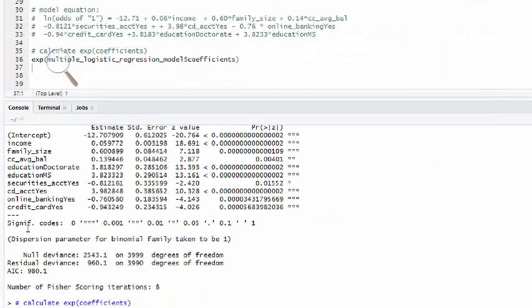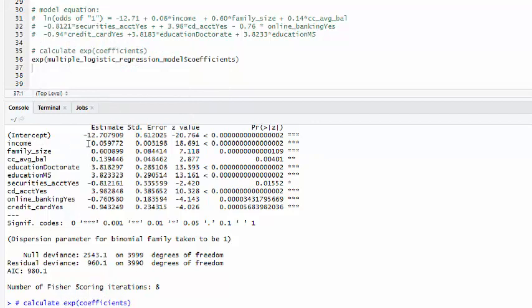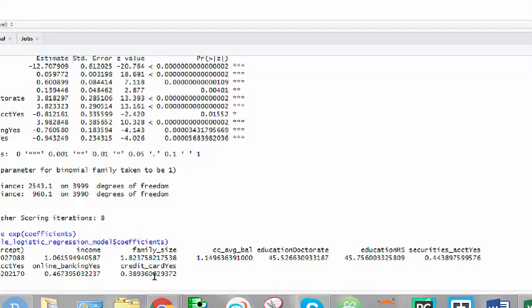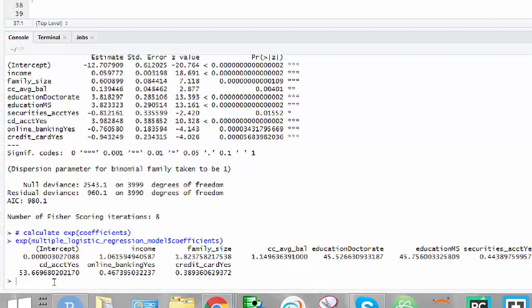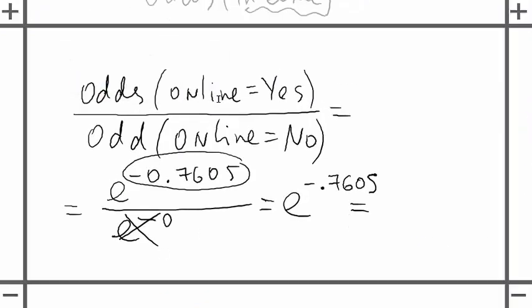All right, well, I think it's already calculated for me, right? Let's see. When I ran this line, the exponent of the multiple regression, logistic regression coefficients, it's already calculated for me. It's right here. Online banking, 0.4673, right? So therefore, my ratio right here is 0.4673.